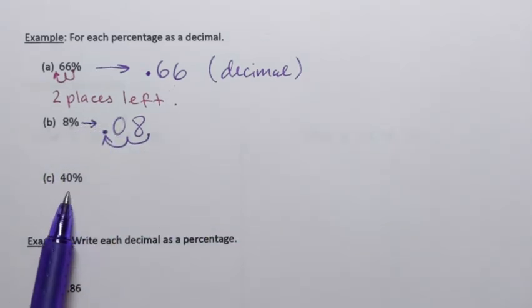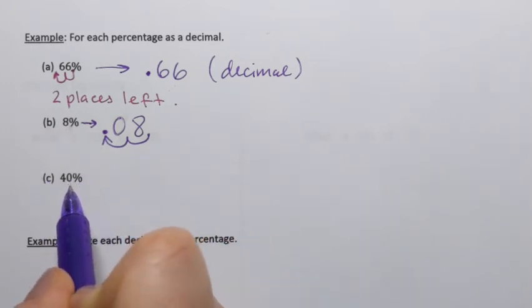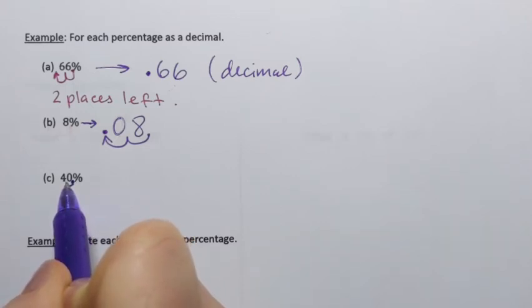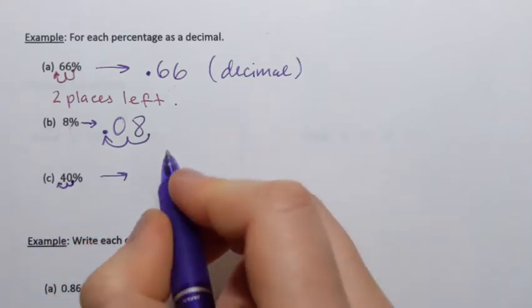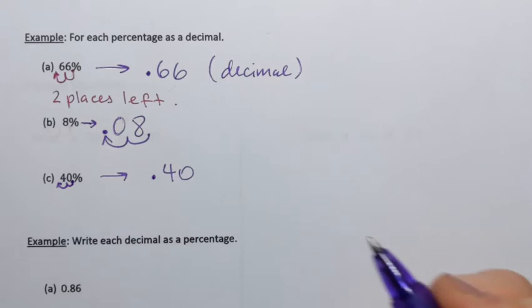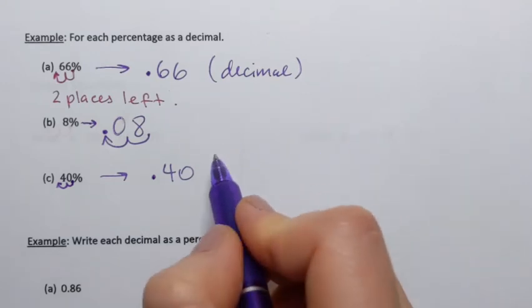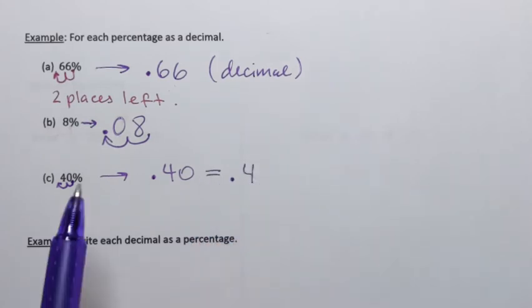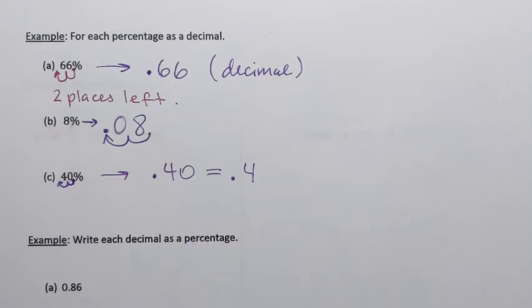And finally, let's convert 40% to a decimal. Same thing, we have to move the decimal point 2 places left. The decimal point is right at the end since it's not visible. I am moving it 1, 2 places to the left, so that becomes 0.40, right? And we know that 0 at the end of the decimal part we don't have to keep, and I can rewrite it as 0.4. So 40% corresponds to 0.4. That is the corresponding decimal.